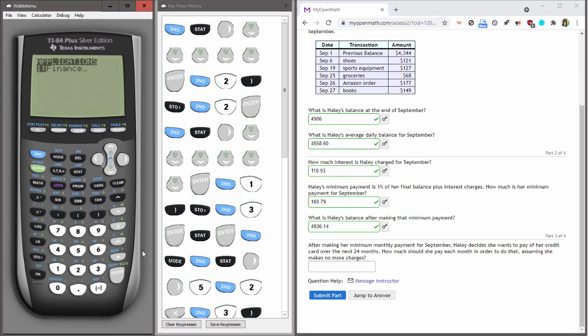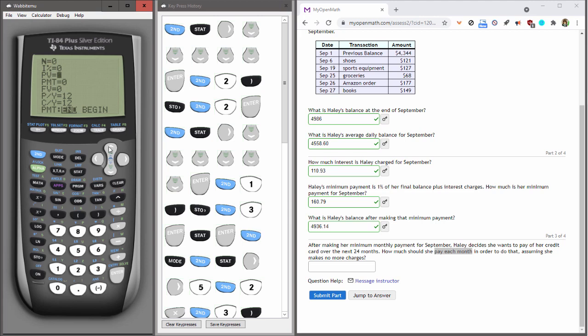Okay. Well, whenever we're making regular payments on something that charges interest, we want to use that finance app. So I'm going to grab the finance app, and I'm going to think about what to enter. Well, she's making monthly payments, right? She's going to pay each month. So my P/Y and C/Y, those are both going to be 12. She wants to pay it off, future value of 0. Payment is what we want to find.